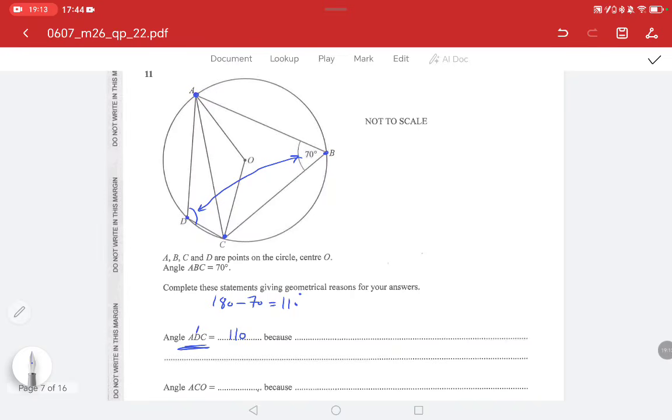The reason, you have to write the reason, and please revise all the circle theorems and know the reasons, because you get 1 point for the reason. So as we mentioned, opposite angles in a cyclic quadrilateral.